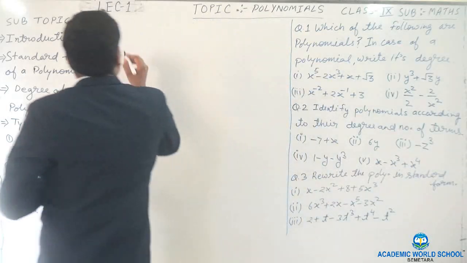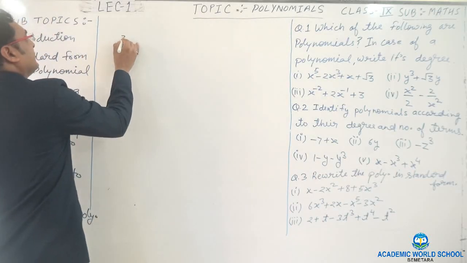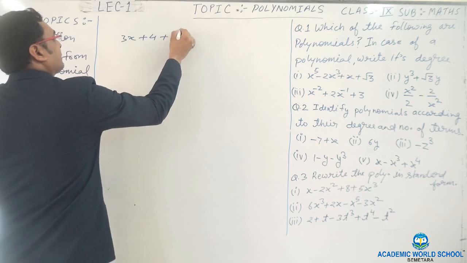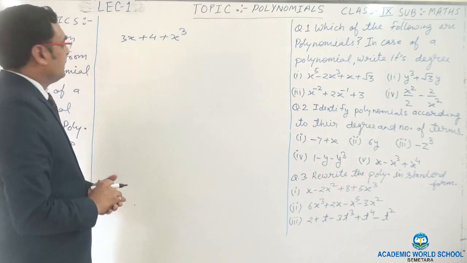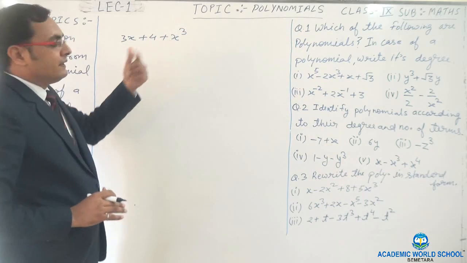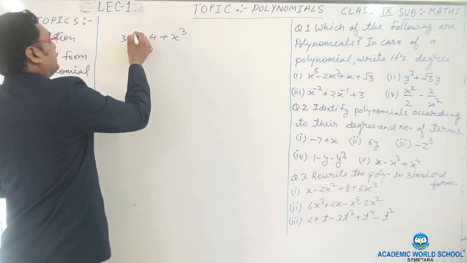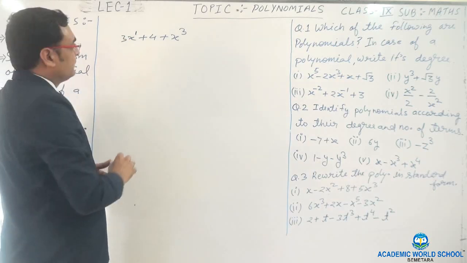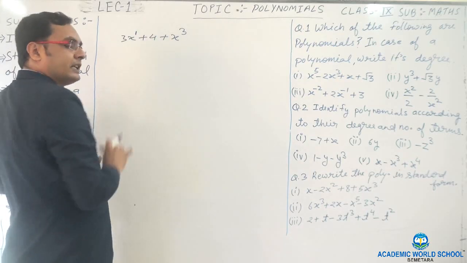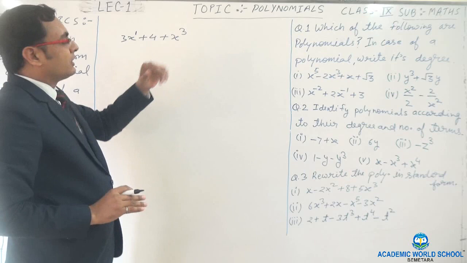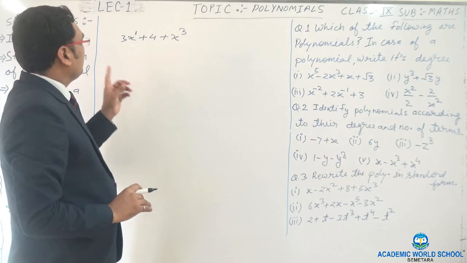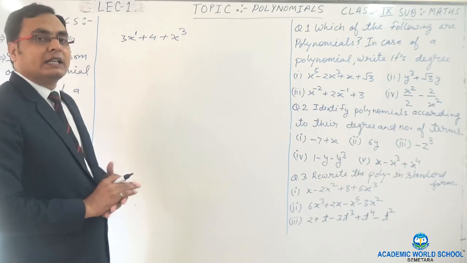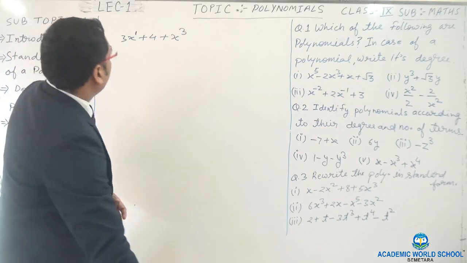For example, suppose the polynomial I am writing here is 3x plus 4 plus x to the power 3. Here this polynomial is having 3 terms. The power of this term is 1. Power of this term is 0, x to the power 0. Power of this term is 3. So this polynomial is having degree 3 because the highest power is 3.